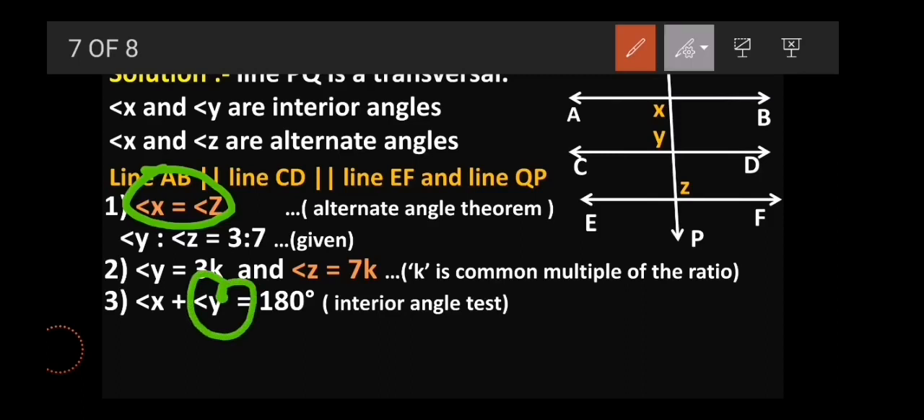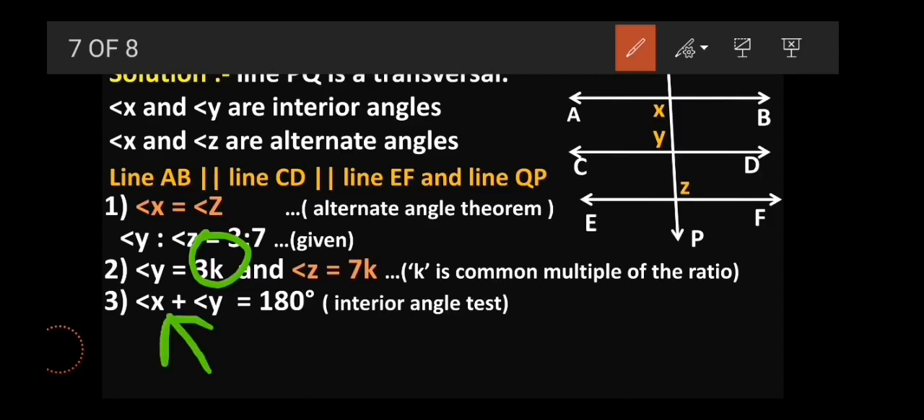3k is mentioned over here, right? Angle y over here is 3k, right? And I do not have the value of x, but I know one relation: this x equals z, and this z equals 7k. You understood the common link? The way I told you, what can be done can be seen in the answer itself, right? The answer itself gives us the clue.